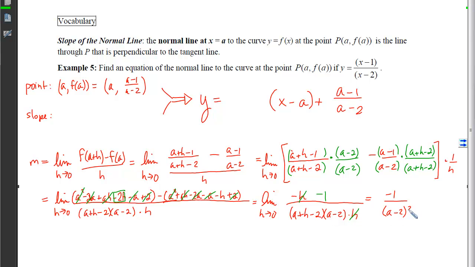So I've now computed my tangent slope. So the normal slope is the opposite reciprocal of that one. So I'll change the sign and flip it. Now that I've got the slope, I can go plug it into the equation for the line, and I'm done.